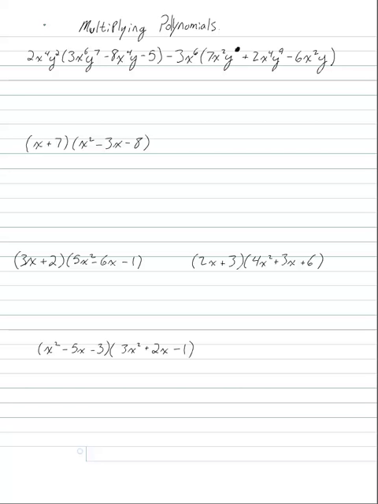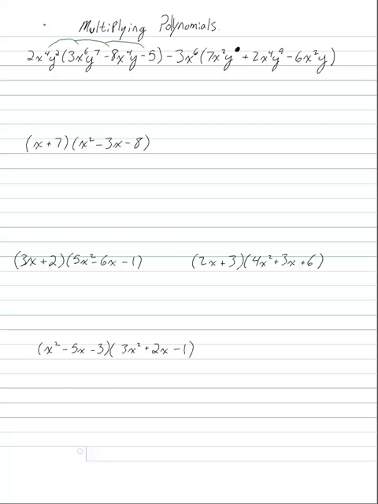So we have 2x to the 4 y squared times the trinomial 3x to the 6 y to the 7 minus 8x to the 4th y minus 5. From that, I'm going to subtract 3x to the 6 times the trinomial 7x squared y plus 2x to the 4th y to the 9 minus 6x squared y. Okay, so I'm going to get stuff out of parentheses first. So I'm going to take my 2x to the 4 y and distribute it to every part in there.